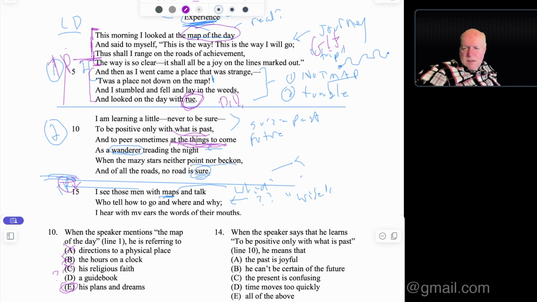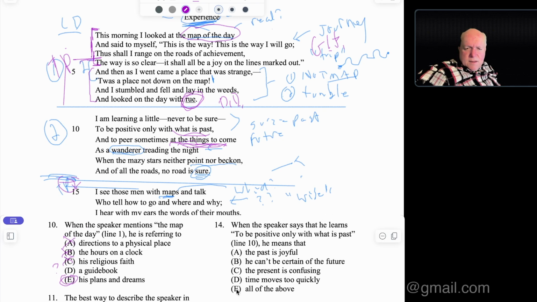14. Give me 1 second. I just want to make sure this is displaying right. Yeah, let me lift it up just slightly. Okay, so when the speaker says he learns to be positive only with what is past, line 10. So let's look at that.